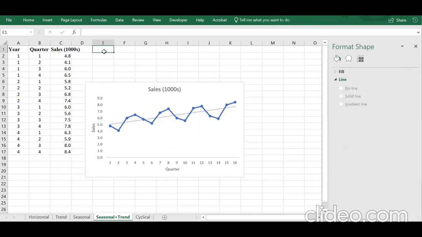So when you have both seasonality and trend in your data set, that would be a case of seasonal and trend. The technique that we use for this one is slightly different from the trend and from the seasonal. It basically combines the techniques that we use for trend and seasonal, right?